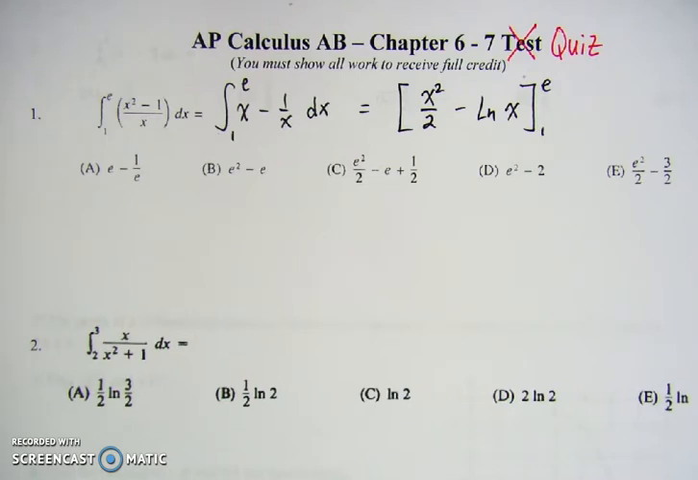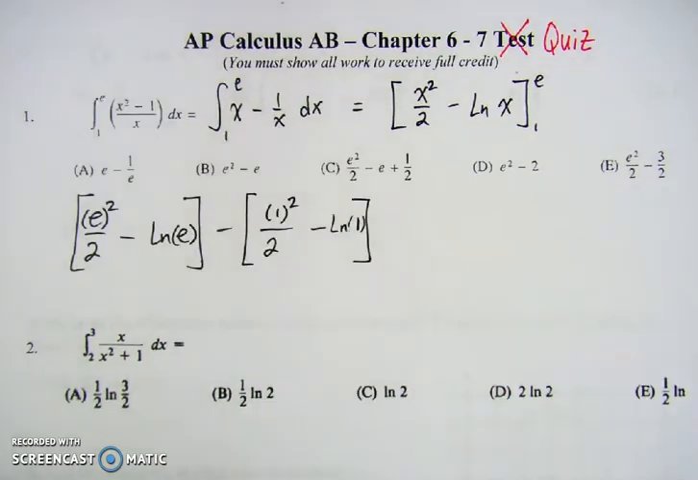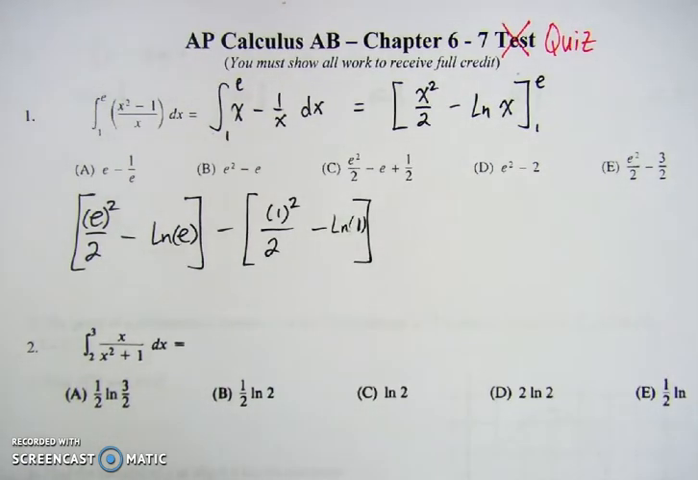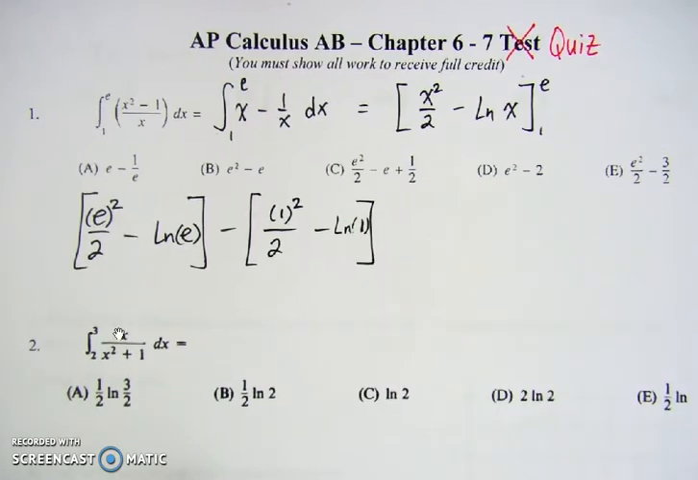the capital F of b minus capital F of a. So we have e squared over 2 minus the natural log of e, minus 1 squared over 2 minus the natural log of 1. And I had you guys look over some properties for the natural log. So ln of e should be just 1, and the natural log of 1 should be 0. And this is just e squared over 2 minus 1 minus 1 half.